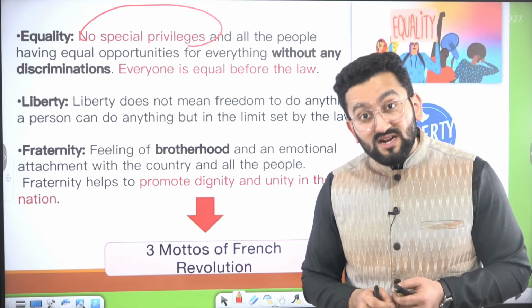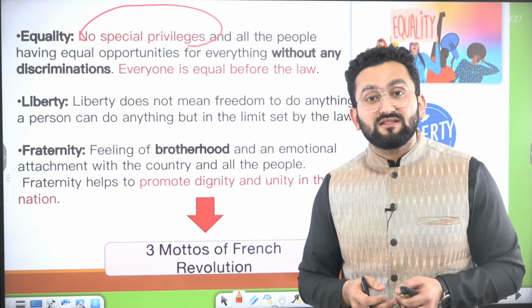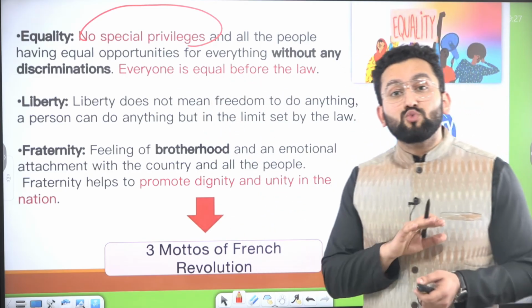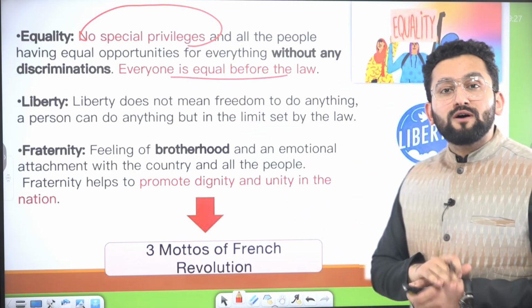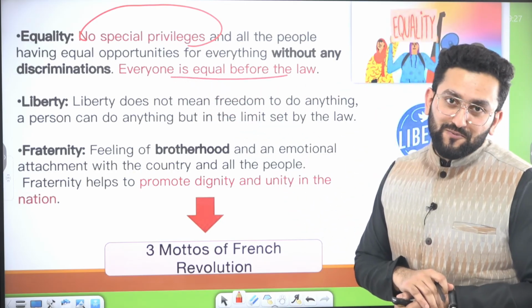But in the present context, you have more rights. The reason is that the concept of equality is quite prevalent here, right? Everyone is equal before law.